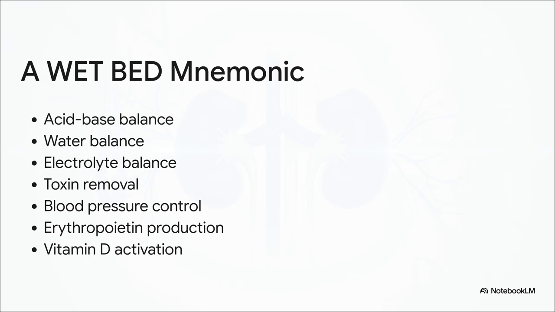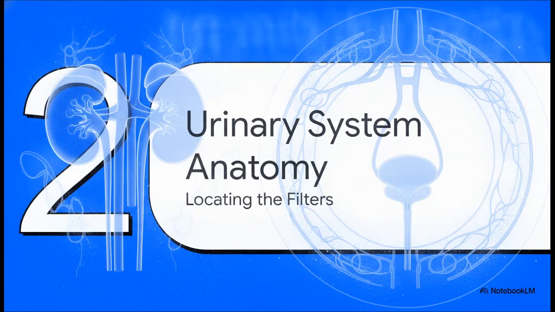So when you look at it like this, it's pretty clear. If the kidneys fail, every single one of these vital systems goes right down with them. Okay, now that we know the why behind what they do, let's hit Section 2, Urinary System Anatomy. Let's physically locate these incredible filters.